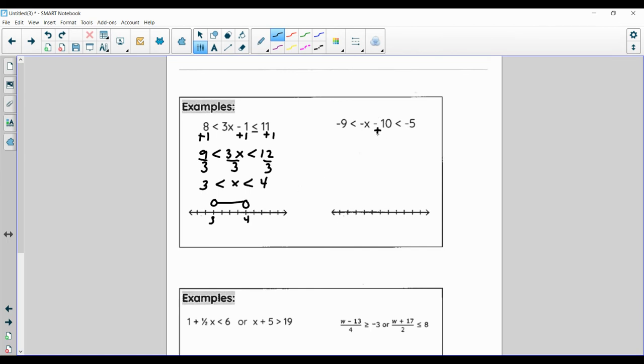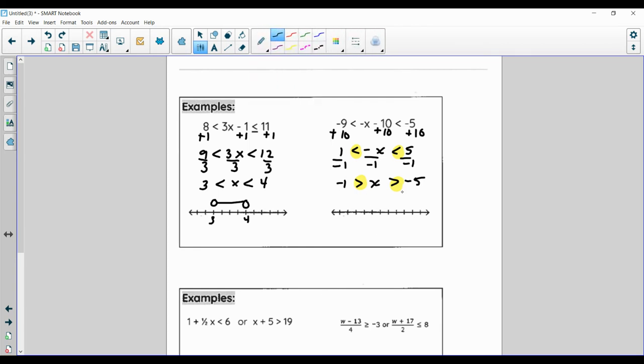For this next one, I need to get rid of the minus 10 by adding 10 to all three sides. So positive 1 is less than negative x, which is less than positive 5. And I need to get rid of the negative sign by dividing by negative 1. So I get negative 1 is greater than x, which is greater than negative 5. I flipped all my inequality symbols because I divided by a negative. So I reverse them due to the division of negative 1.